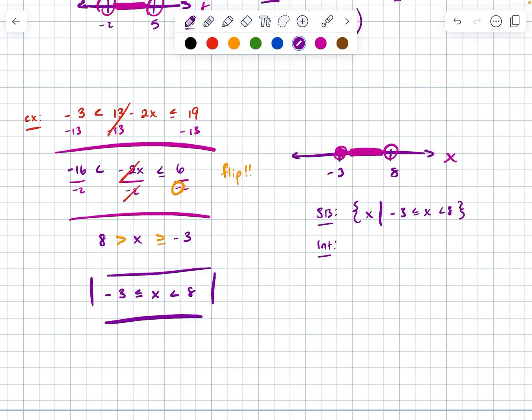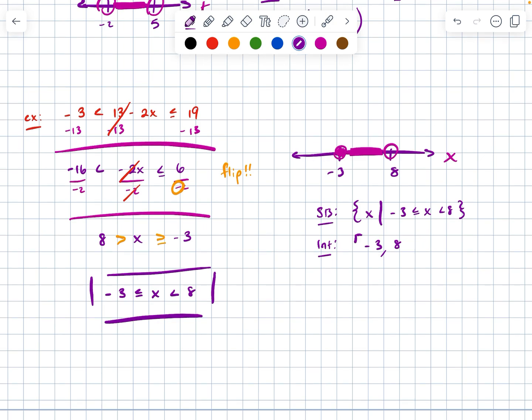And finally, for our interval notation, reading the part of the number line that I shaded in, well, I started on the left at -3. I ended on the right at 8. -3 has a closed circle, so it's going to get a square bracket, and 8 has an open circle. It's going to get a parenthesis. Very nice. So you've got your notations, you've got your graph for your ands.